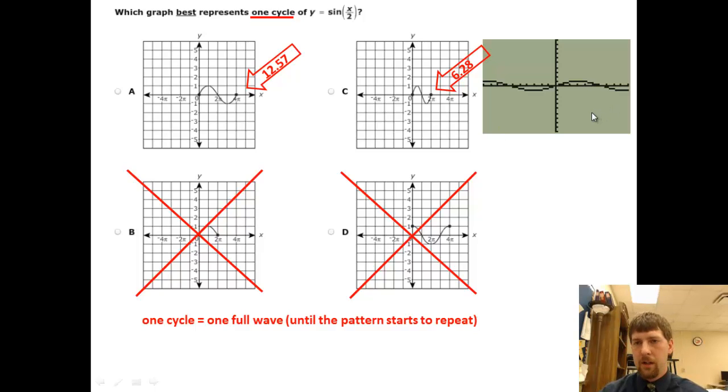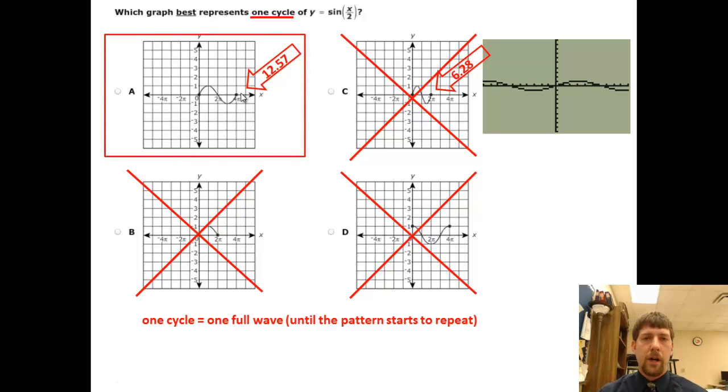Well, where's my graph end? Well, my graph's going to end somewhere out here. Well, that's 1, 2, 3, 4, 5, 6, 7, 8, 9, 10, 11, 12. So my graph looks like it ends out here closer to 12 than it does to 6. So based on where this says the endpoint should be, 12.57, A is the most reasonable graph of this equation. So choice A.